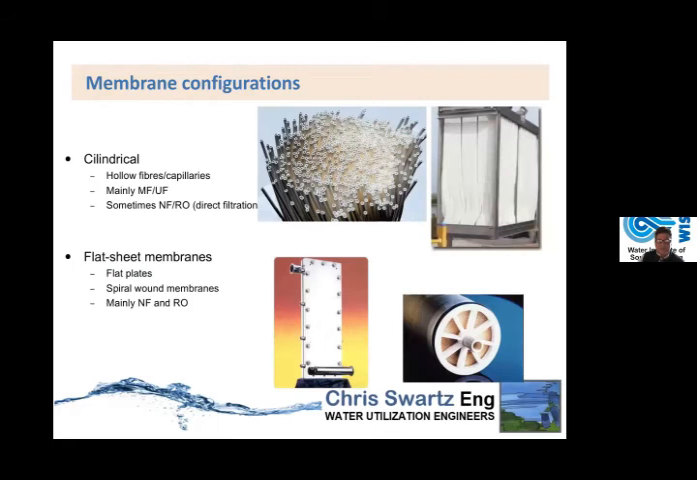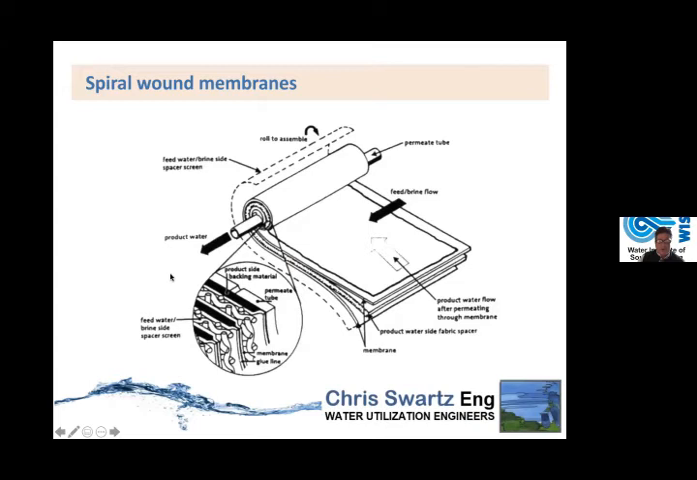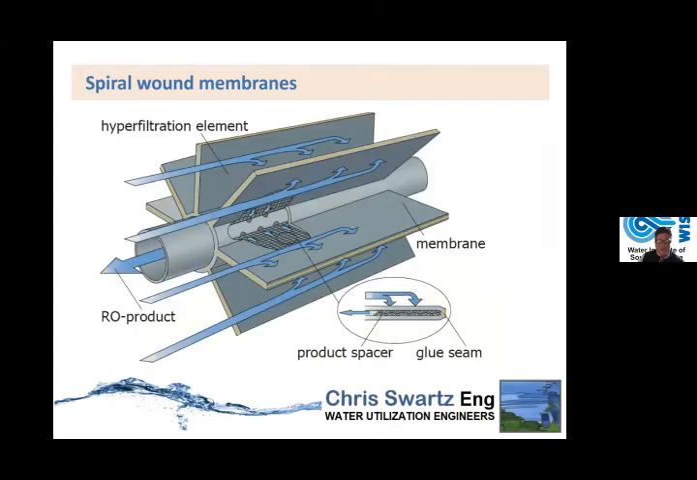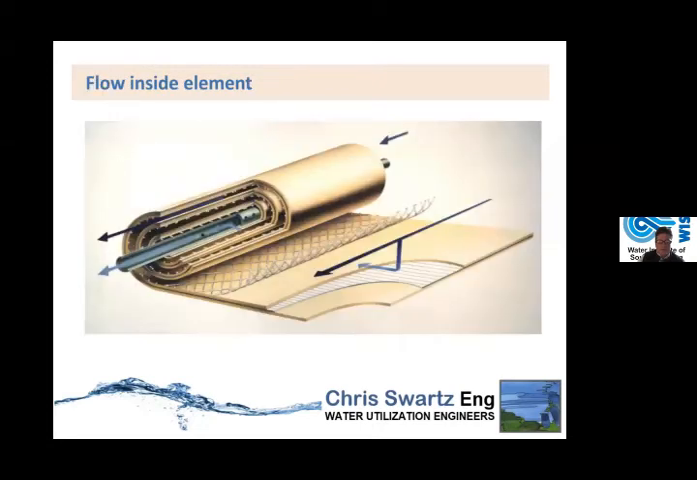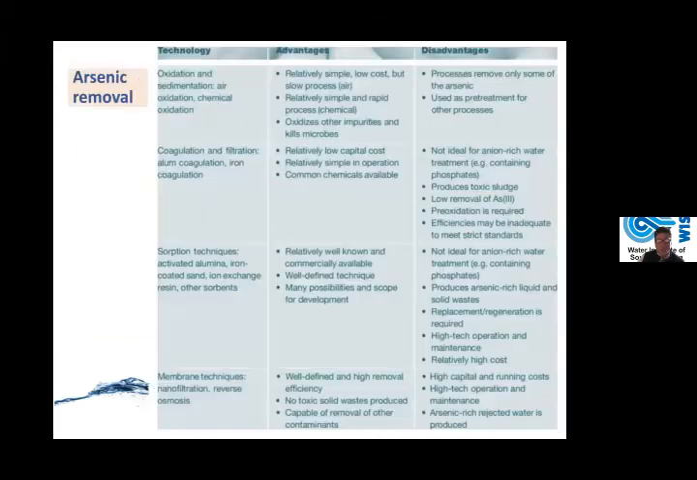Some membrane configurations: you can use capillary, like those straw types there. You can use flat sheets. You can use spiral wound, which is shown in these following slides. That's where you wrap your membrane over a cylinder, and you get much more effective use of space. Your membrane rejects the salts and lets through your water.